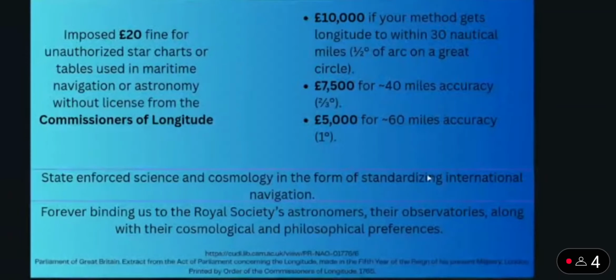Yeah, if you could find the accuracy within half a degree, they would give you $10,000, which would be like millions of dollars back then.